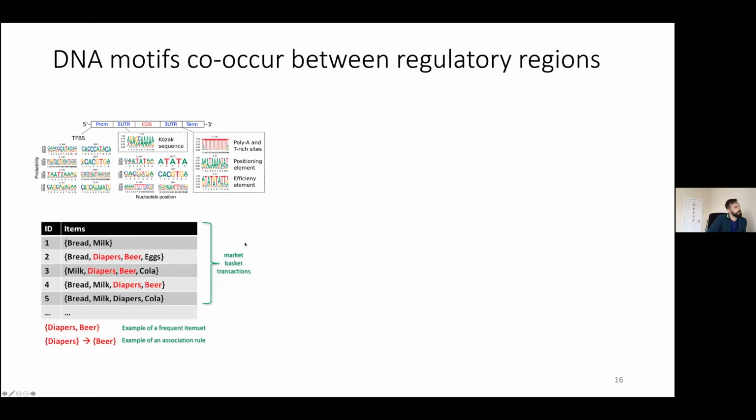And we applied this market basket analysis technique, which is typically used in market analysis. You can see that this is one of the common associations found in this analysis. If a guy goes to the supermarket, he usually buys diapers and beer together. This is a very frequently occurring group of products. And the same idea was to find if the motifs were occurring together across the genes.